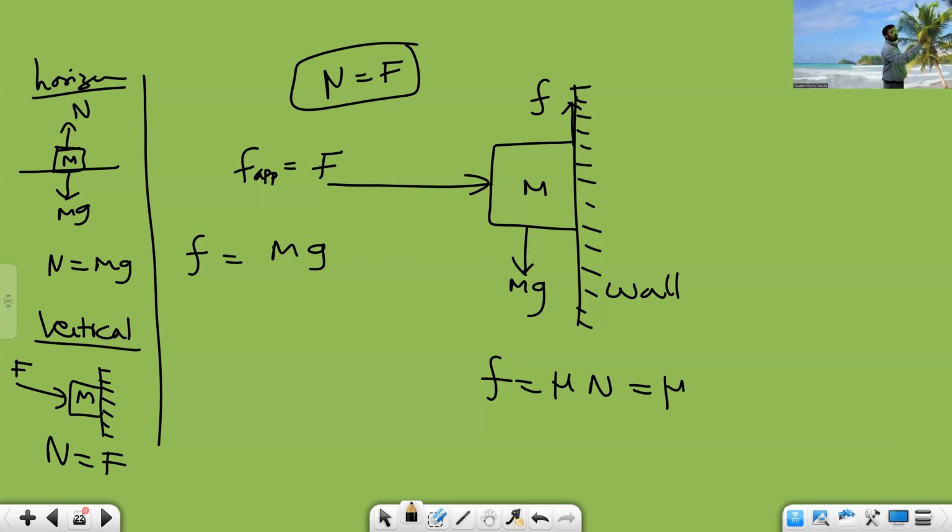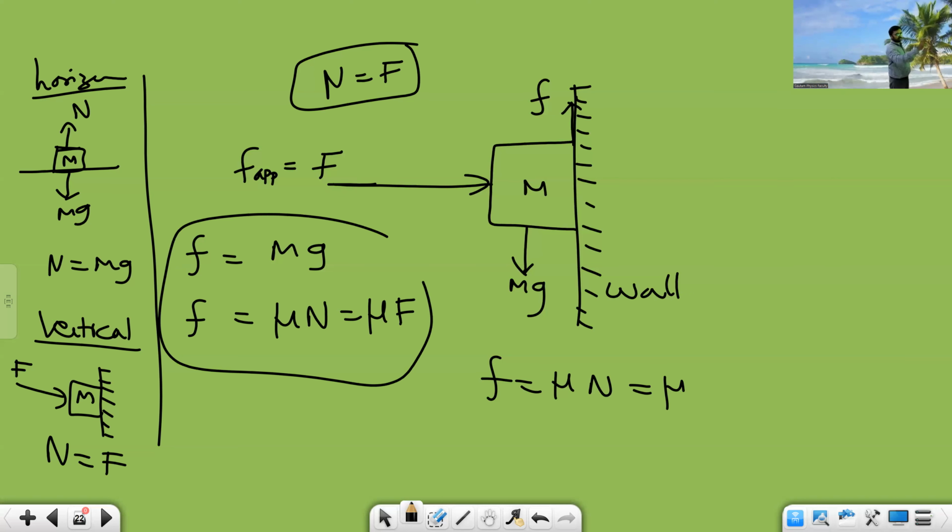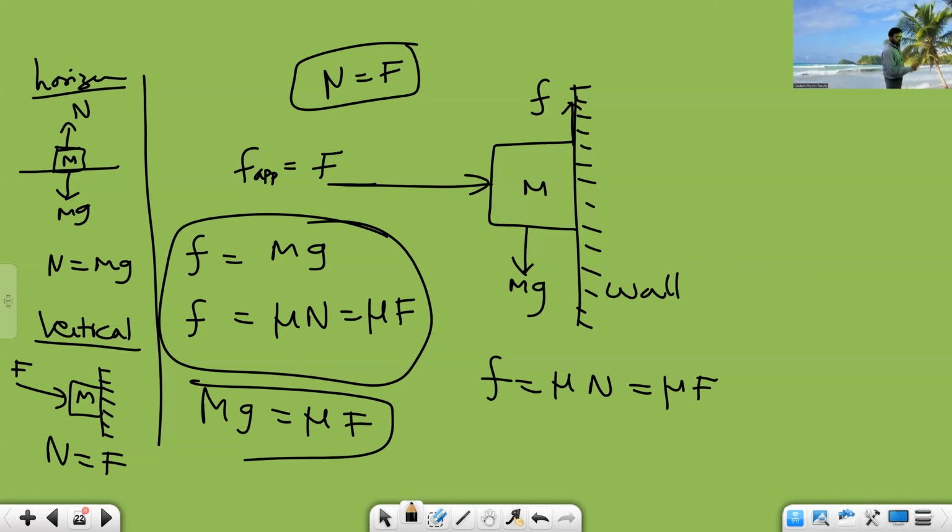This is the force acting normal to the body. Normal means perpendicular. See here, this is a plane, normal to the plane. If the surface is horizontal, normal will be upward. If the block is horizontal, normal is vertical; if the block is vertical, normal is horizontal. So F is equal to mg and F is equal to mu into N, which is nothing but mu into F. From these two, mg is equal to mu into F. So what should I write here?